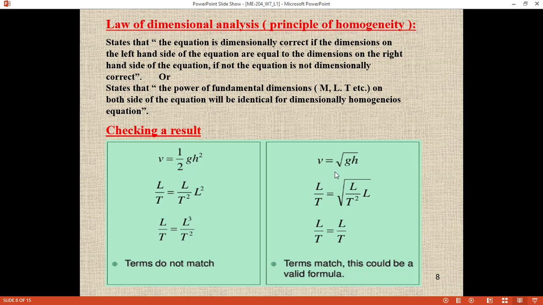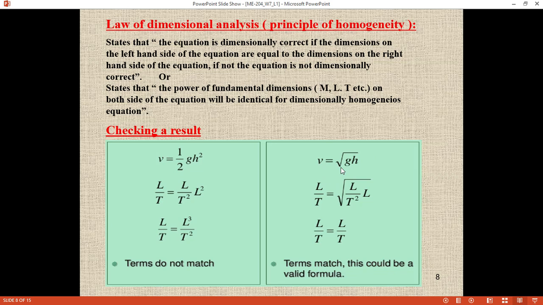Now we write V equals under root gh, an equation we have written. Let's see whether this equation is true or not, whether the velocity is equal to root gh or not. V equals L over T, and on the other side it is L over T square into L, under root. When you simplify that, you see these two terms are dimensionally equal. The powers of the fundamental dimensions are equal. So the terms match. This could be a valid formula, and we can rely on the relationship between the variables being correct.